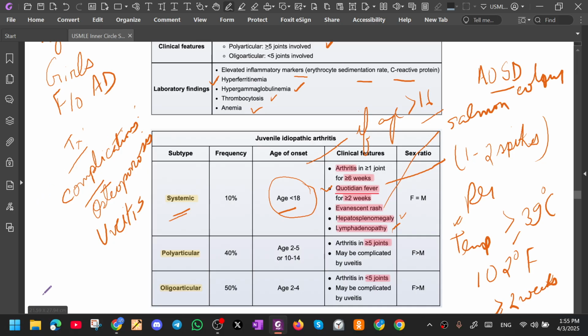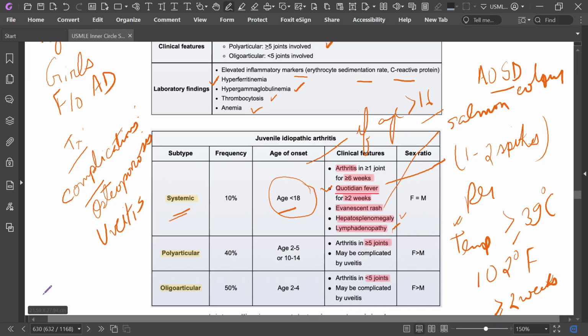Okay, now polyarticular JIA. In polyarticular JIA, age of onset is 2 to 5 or 10 to 14.